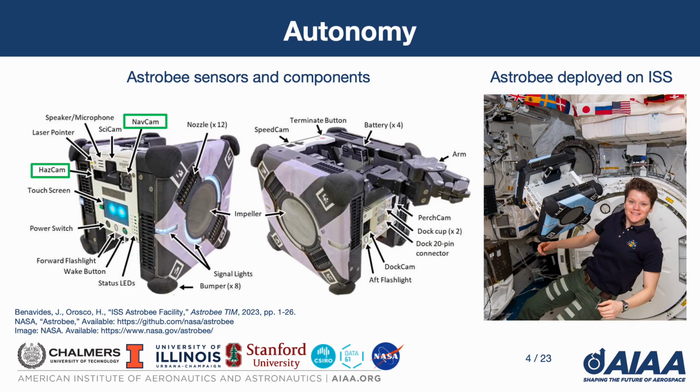The robot used in this work to advance anomaly detection is Astrobee, a cube-shaped free-flying mobile sensor platform on the International Space Station, or ISS. In the image on the right is astronaut Anne McClain with Astrobee on the ISS. The image on the left shows all of Astrobee's sensors and components.